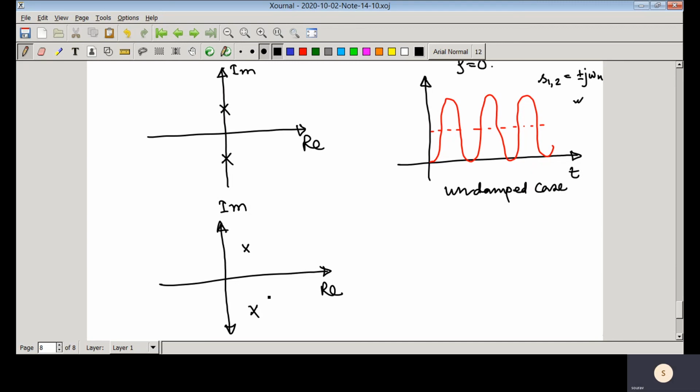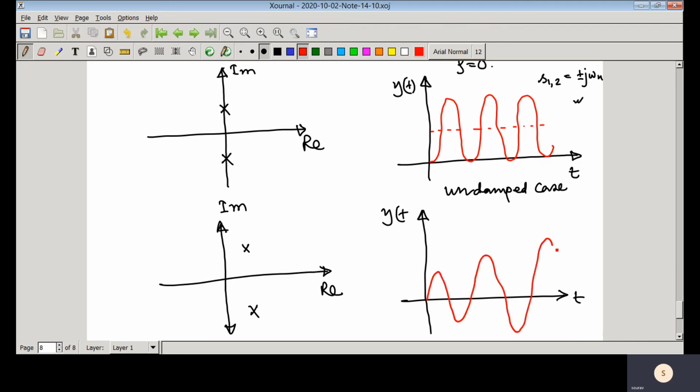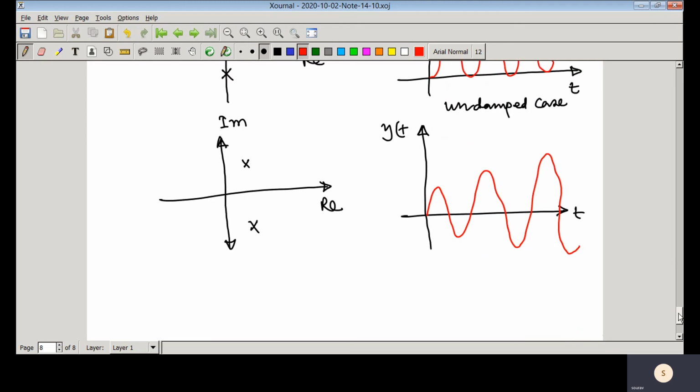So if two poles are complex conjugate poles but unstable poles, then what would be that response? So this is t, this is y(t). So then the response starts oscillating, and then you know that it is gradually increasing, and finally it would be unstable. So these all are the pure sinusoid type oscillation.